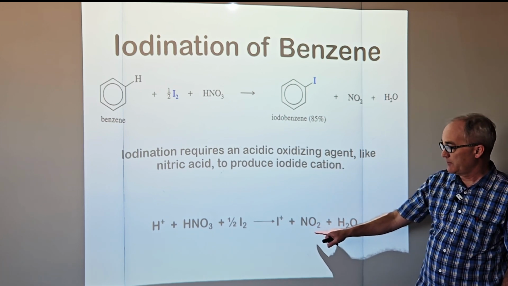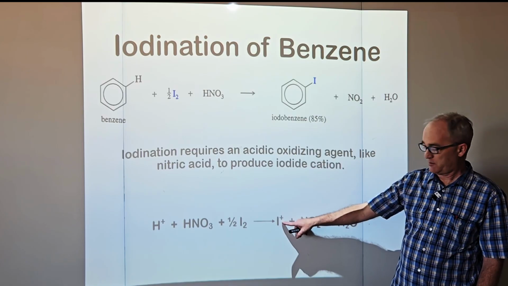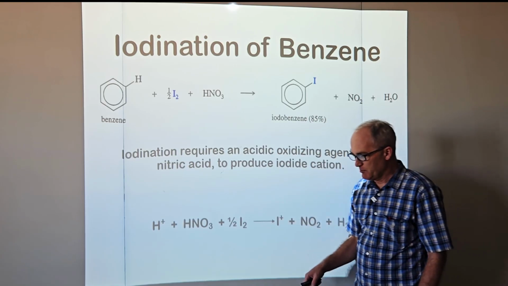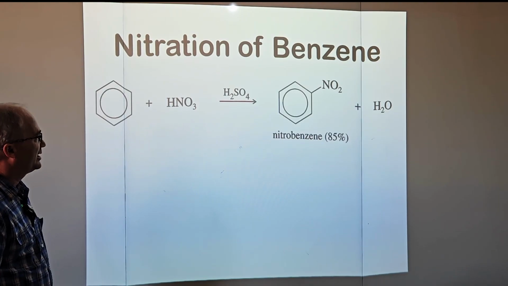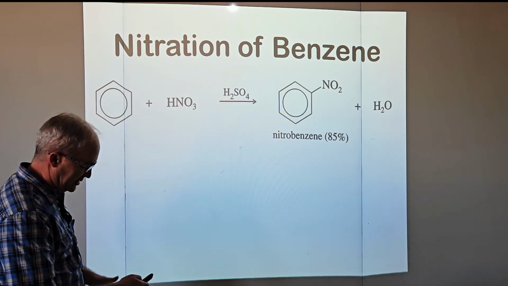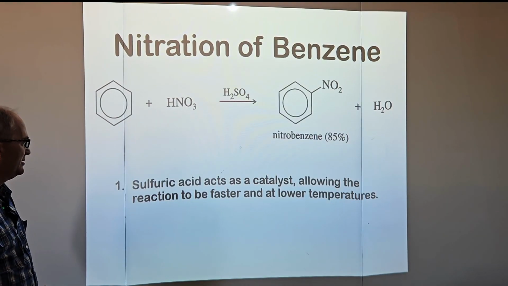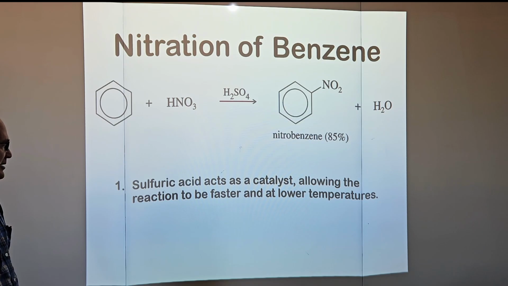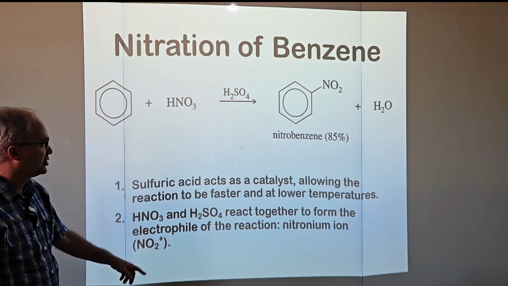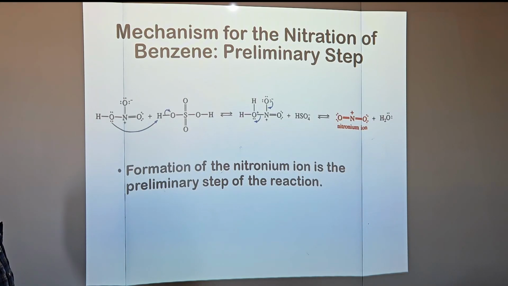You're in an acidic solution. There's our nitric acid. There's our elemental iodine. And notice, so we get some NO2. And then this is the electrophile, attacks the double bonds, get the sigma complex, and we can nitrate a benzene ring. So there's a reaction between these two, makes an electrophile. We'll see here in a second. Sulfuric acid acts as a catalyst, allowing the reaction to be faster and at lower temperatures. We get nitrobenzene, pretty good yield, 85%. So this nitronium cation, NO2 with a plus charge, that is the electrophile.